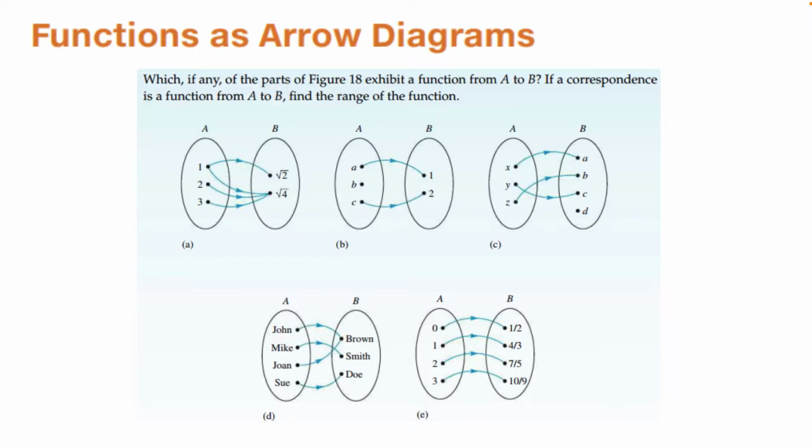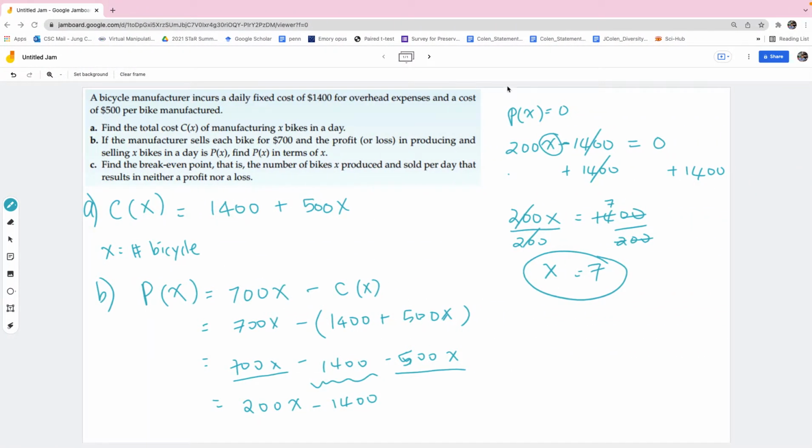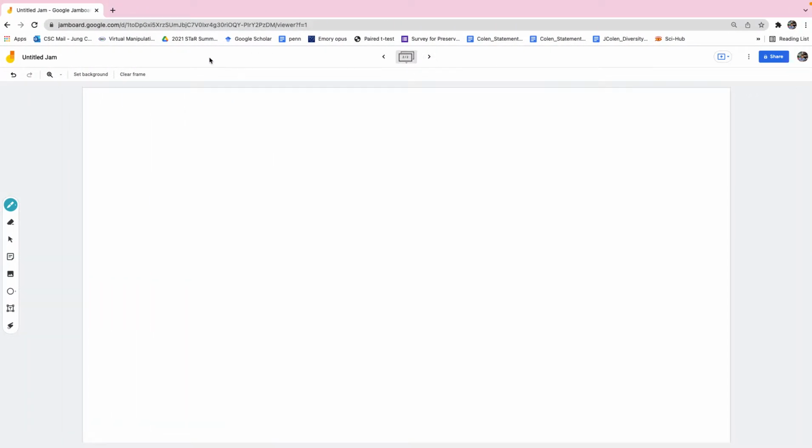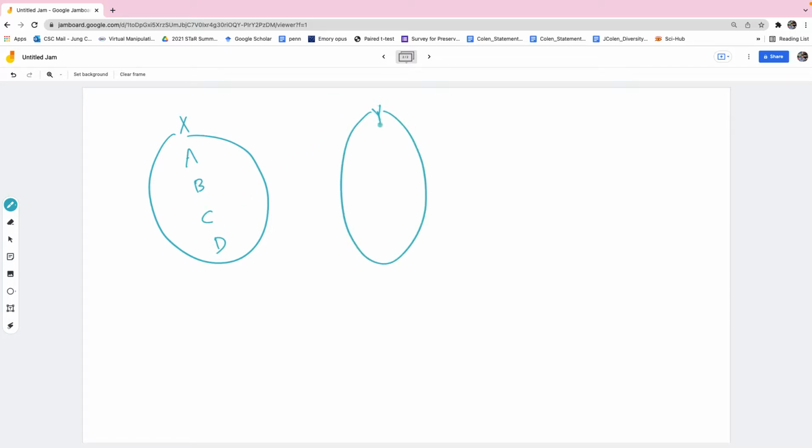Okay, functions can be used as arrow diagrams, and the arrow diagrams determine whether this is a function or not. Before we jump into this problem, I want to talk about this arrow diagram a little bit and the function. So think about a function as a birthday. Let's suppose we have students here in X: student A, student B, student C, and student D. And they have their birthdays here, right?